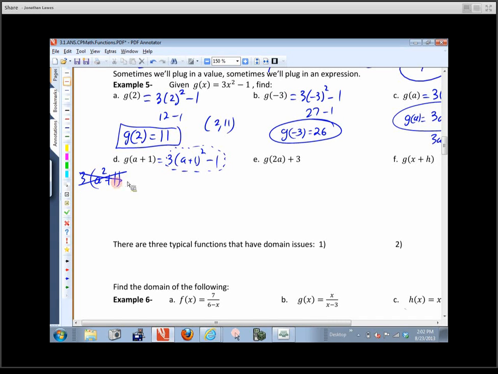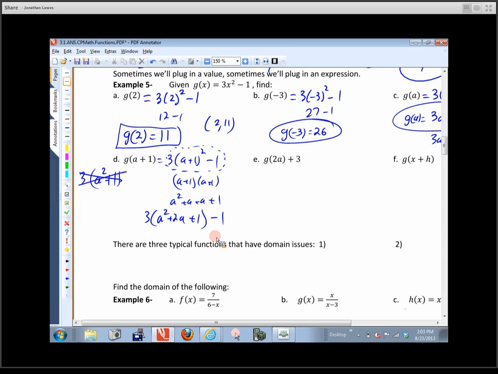When you square a binomial, it literally means a plus 1 times a plus 1. So if you like to FOIL, I don't like this word, a times a is a squared, a times 1 is a, 1 times a is a, and 1 times 1 is 1. So what you get is, you do get an a squared and you do get a 1, but you've got this middle term right here of 2a, and then don't forget we've got that 3 floating out front.